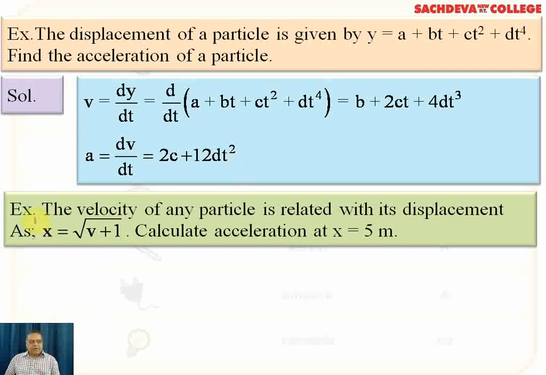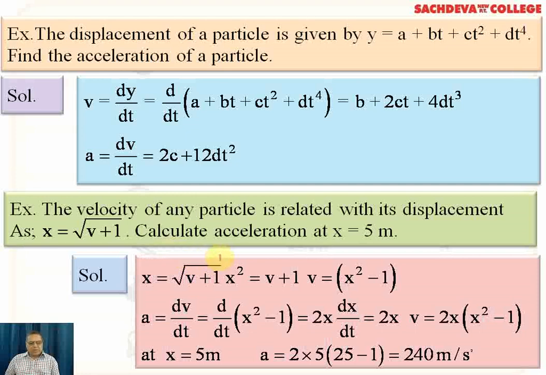Now in another example, the velocity of a particle is related to its displacement by the function x is equal to root of v plus 1. Then we have to find the acceleration at x is equal to 5. So x is the displacement. First of all, we write x is equal to the root of v plus 1. Then x square will be v plus 1, that is, we have to remove the square root. Now v will be equal to x square minus 1, and now we take dv over dt, and it finally comes to be 2x into x square minus 1. Then x is 5 meters. So in this equation, we put the value, and the acceleration comes to be 240 meters per second square.